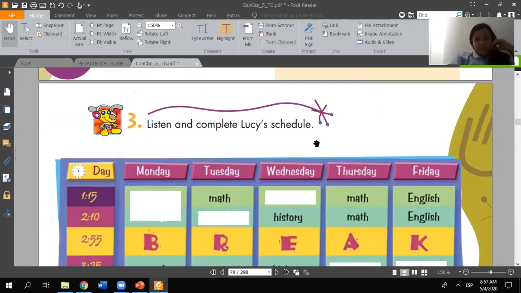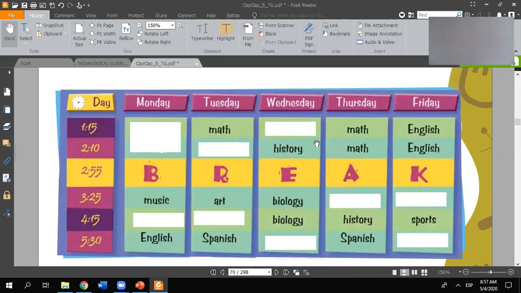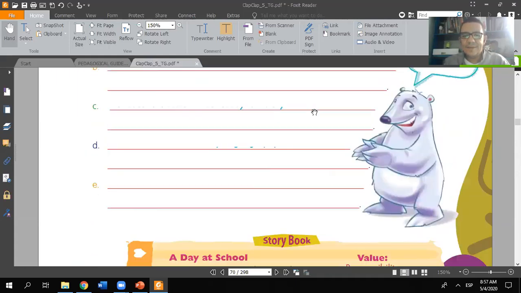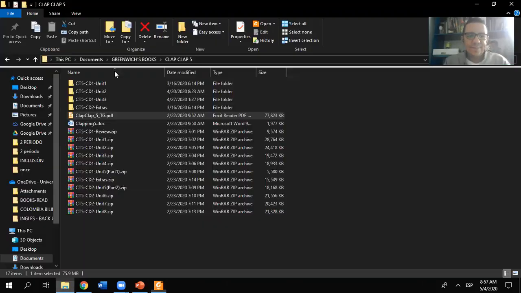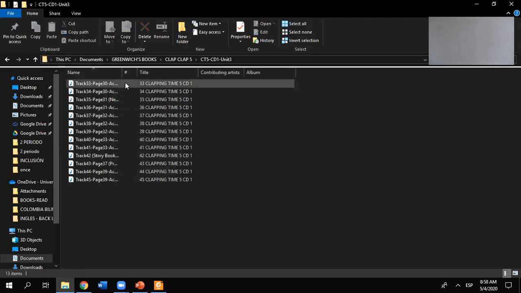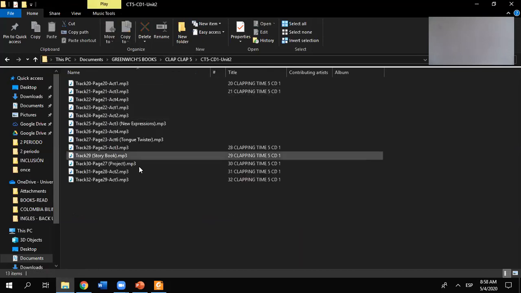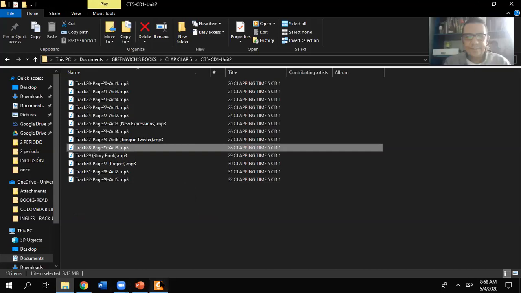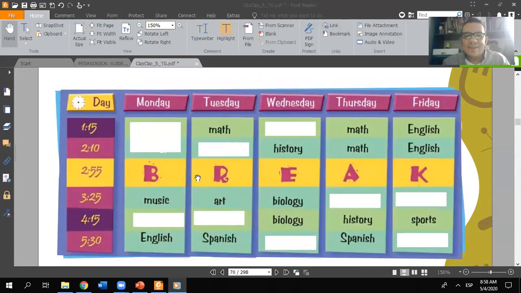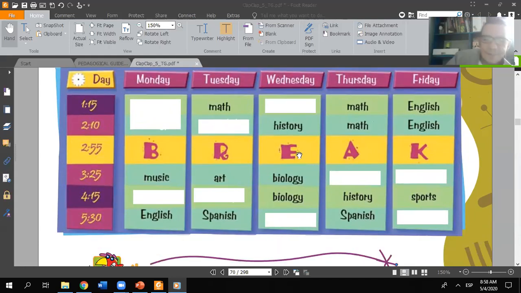Okay, great. Now please, let's go to page 25. Please, part 3. Let's listen and let's complete Lucy's schedule. Okay, are you ready? Todos listos? Okay, guys, this is Lucy's schedule. We have some missing subjects. Hay algunas materias que nos hacen falta en el recuadro, en el schedule. Hay que completarlos con el audio. That's right. Okay, so please, the first time only listen.